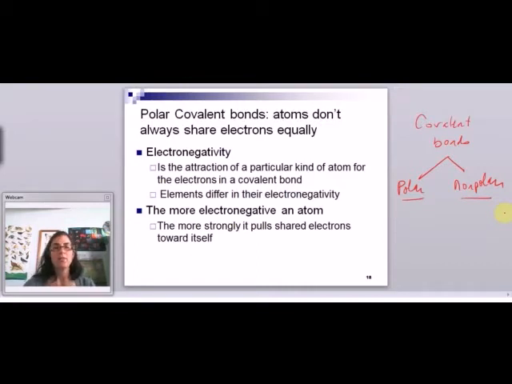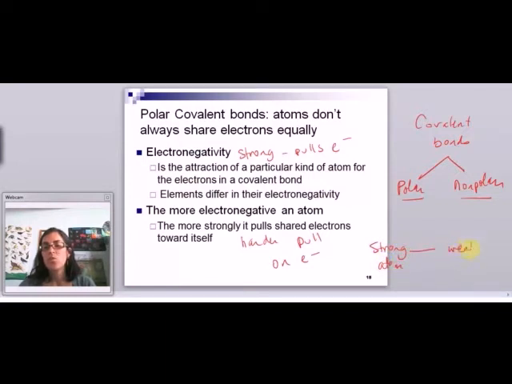Electronegativity is a trait of atoms that's the ability of that atom to pull electrons to itself. So it's how strong the atom is and how much it pulls on electrons. The more electronegative an atom is, the higher its electronegativity, the harder it pulls on electrons. So when atoms are sharing electrons, you can have a situation where you have a strong atom sharing electrons with a weak atom.